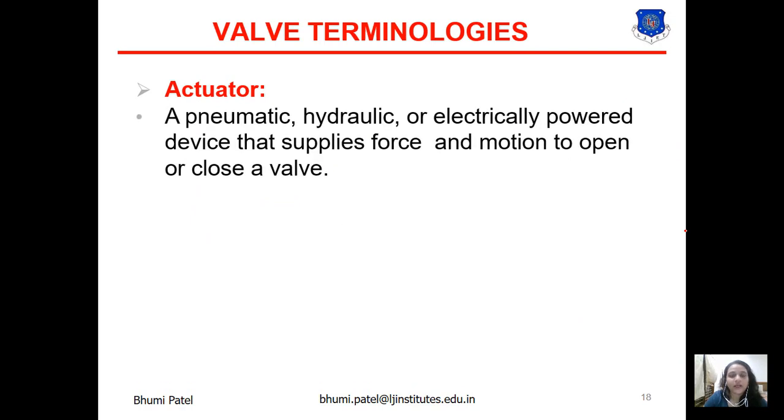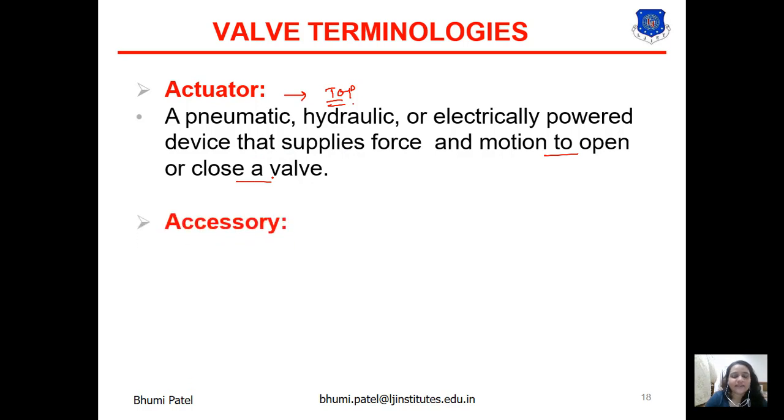An actuator is a pneumatic, hydraulic or electrically powered device that supplies the force and motion to open or close the valve. The actuator is always connected to the top of the control valve body, and it always provides the motion to open or close a valve.